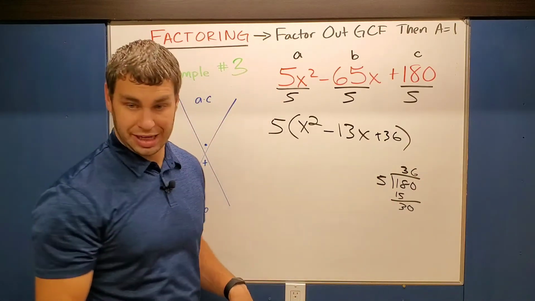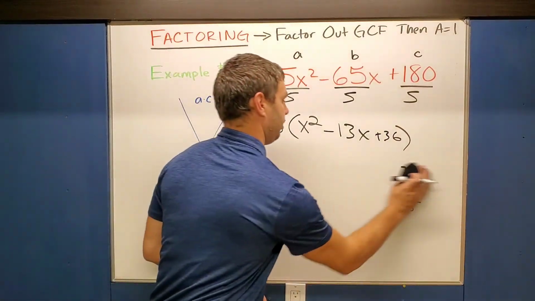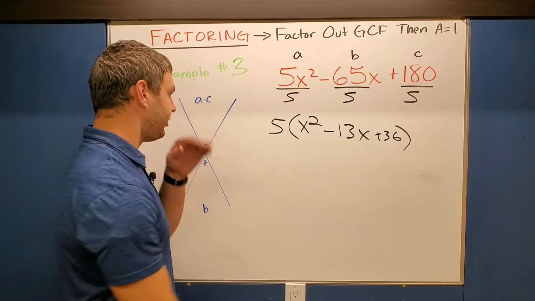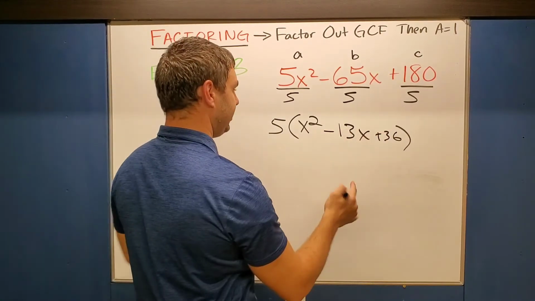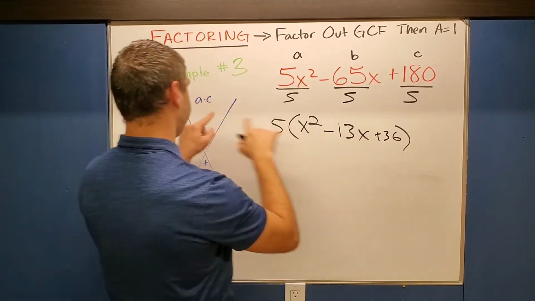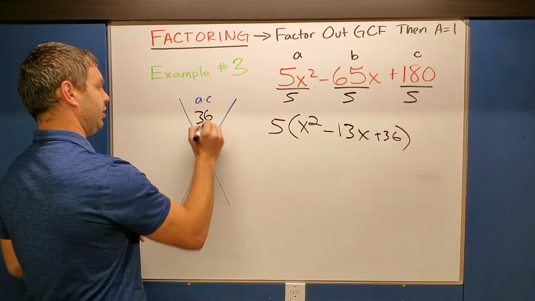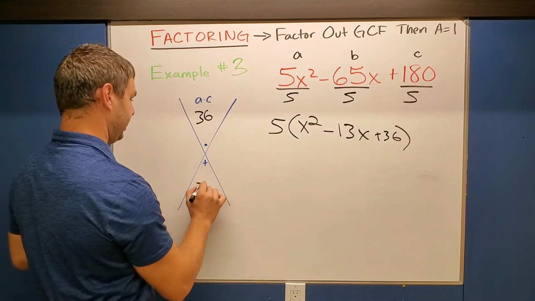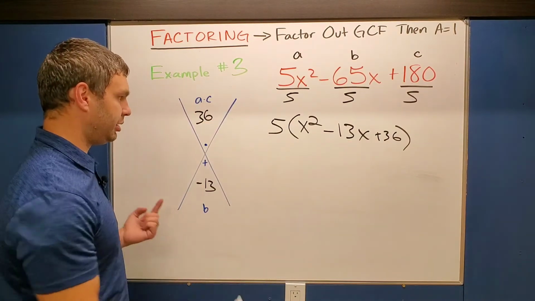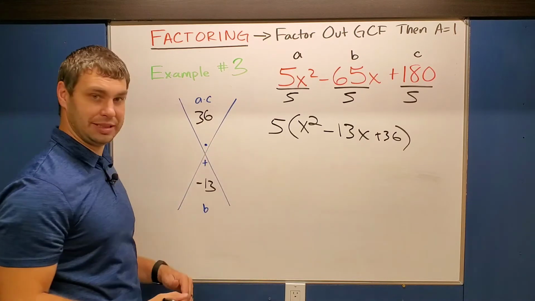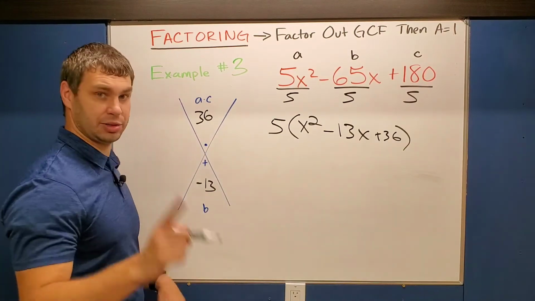Now that you have this, our new A, B, and C is 1 and 36 for our A times C. So that's 36. Our new B term is negative 13. And then two numbers that multiply to be 36 and add to be negative 13 can be a little tricky. Let's write out their factors.